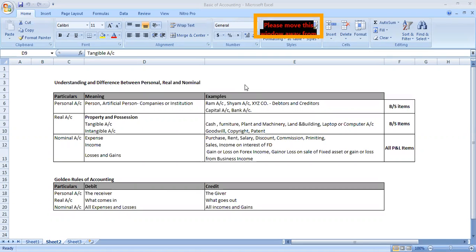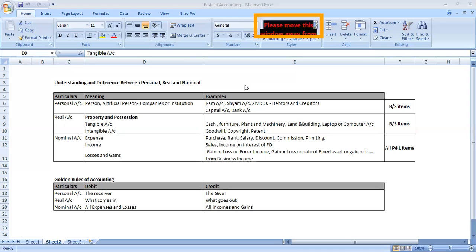Today, the topic is having the understanding and knowing the difference between the personal, real, and nominal account, and also knowing the golden rules of accounting. So there are three accounts: personal accounts, real accounts, and nominal accounts. Number one comes the personal accounts.